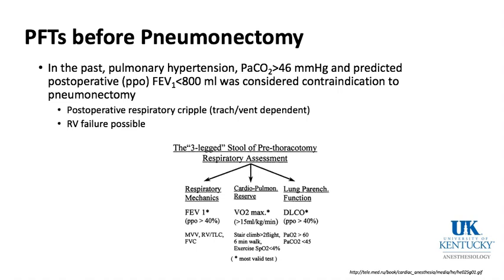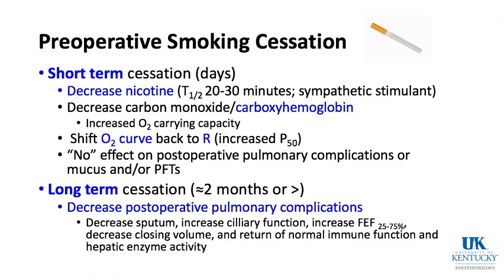And then lung parenchymal function, can it exchange oxygen very well? DLCO, or diffusion lung for carbon monoxide test, can be used. And hopefully it's greater than 40%, which puts them in a category oftentimes of more resectable rather than not a candidate for a pneumonectomy. Smoking cessation is the next key word.